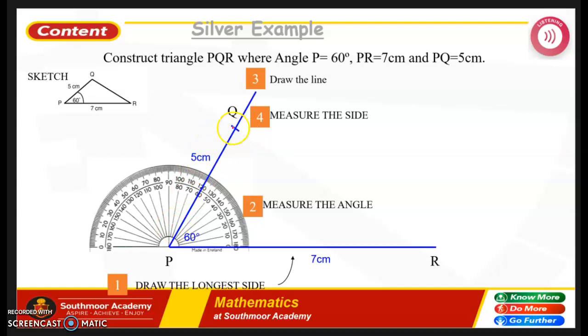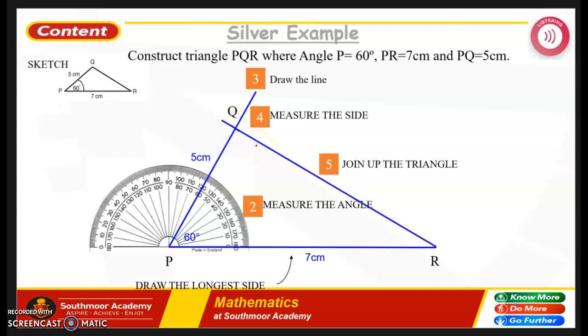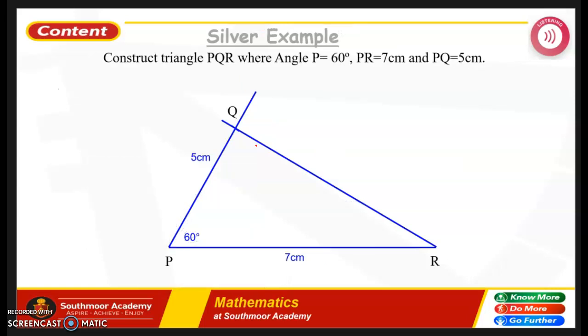So from this dash on the line I've drawn, I'm going to connect the Q to R from that using a ruler. So you're going to join up the triangle to look like this. And this is how your triangle should look as the finished product. So here we were asked to draw side, angle, side. So side, angle, side this time.